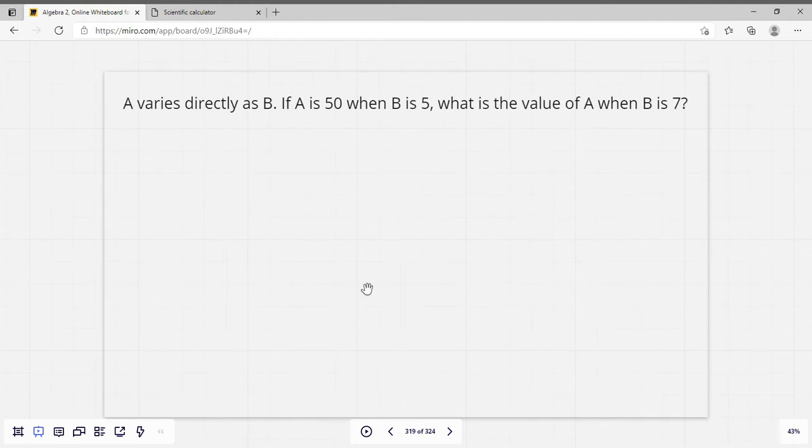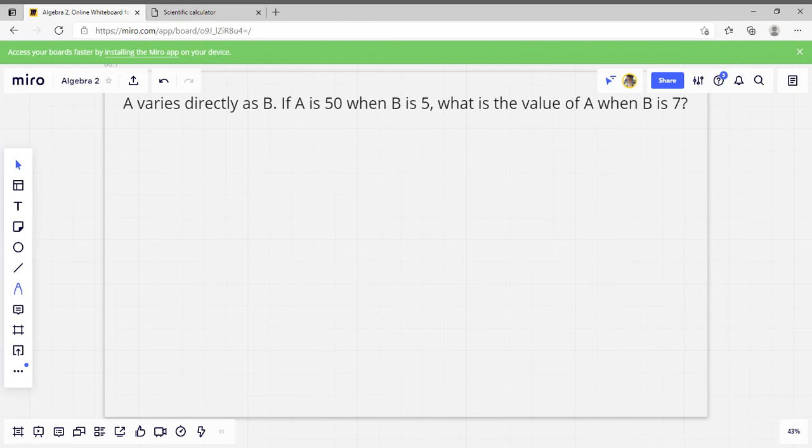Okay, so we've already covered direct and indirect variation. Remember that for direct variation, when A varies directly to B, it would be A equals K times B. Our variation, our scale factor, is K. For inverse variation, it would be A equals K over B. So those are the equations that we already know. We're going to learn a different way to do these problems.